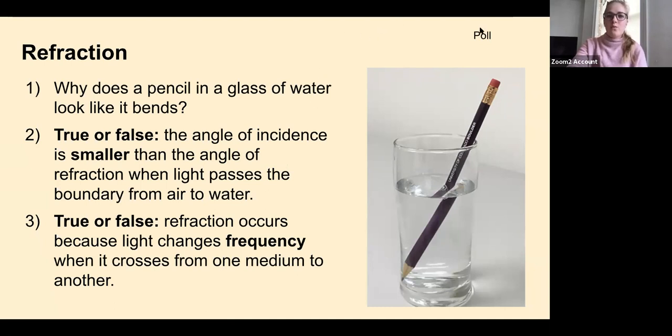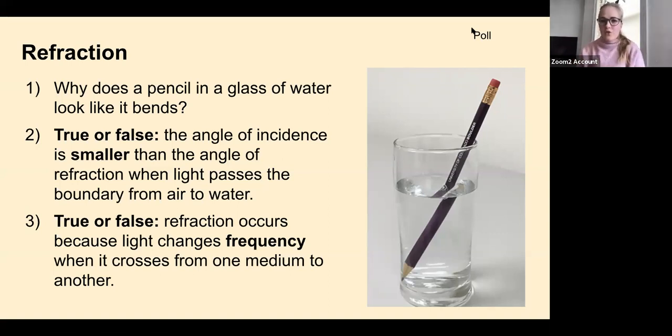For question 1, why does a pencil in a glass of water look like it bends? This is because of the refraction of light. Remember, light changes direction when it crosses from the air to the water because it changes speed. This causes it to change direction. So this is why, when we look at a pencil that's going from the air to the water, it looks like it's bent. This is due to refraction.